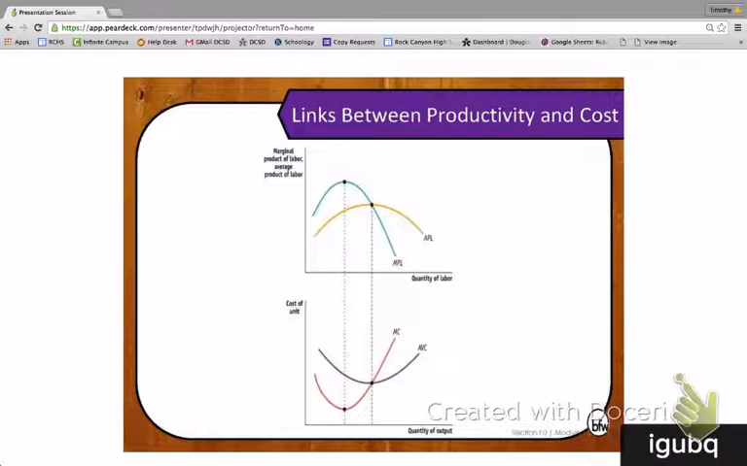So when you hire just a few workers, they can all specialize in their tasks and increase their marginal product and their average product. But then diminishing marginal returns set in, and after that, marginal cost and average variable cost will begin to rise.